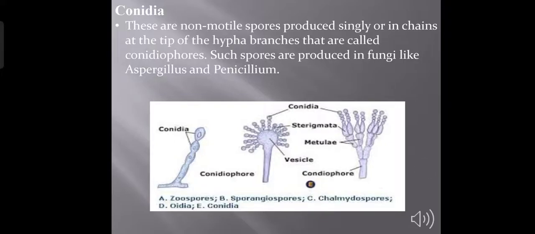Conidia are non-motile spores produced singly or in chains at the tips of branched hyphae. Such spores are produced in fungi like Aspergillus and Penicillium.